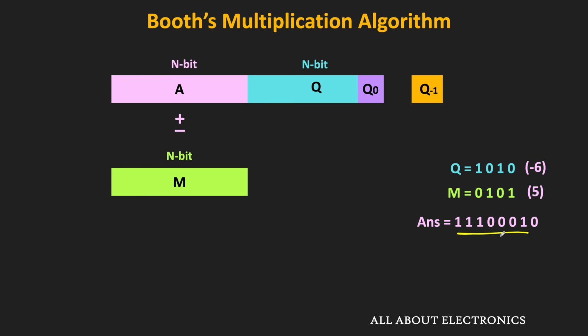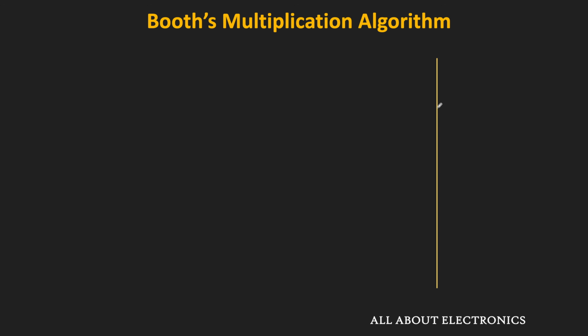Like I said, when the multiplication process starts, initially this accumulator and this q minus 1 bit will be set to 0. And then after, this multiplicand and the multiplier will be loaded in the M and the Q registers respectively. And after that, the multiplication process will start. So let us understand how this Booth's multiplication algorithm will work. Here, this Q is equal to 1010, while the multiplicand is equal to 0101, and this should be the answer, right?